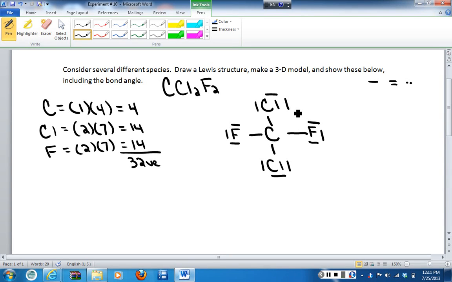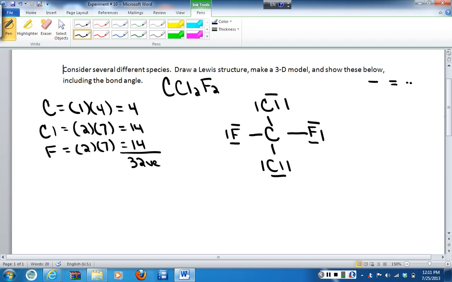So I have to check, does everything have an octet, including my central atom? I know all of my terminal atoms have an octet, but does my central? And I see that carbon indeed has 8 valence electrons. So this is the Lewis structure for this molecule.